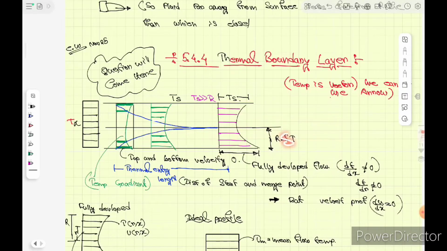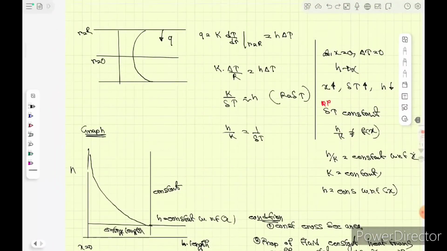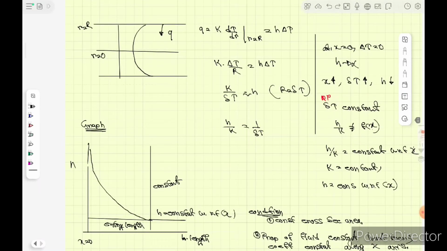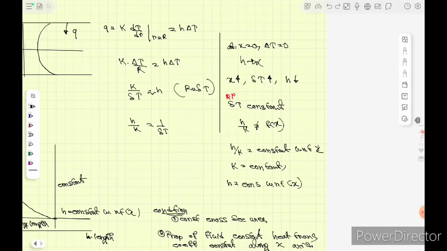So r equal to dot t, so k by dot t equal to h, so h by k equal to 1 by dot t. And then at x equal to a, x equal to 0, dot t equal to 0, and as x increases, dot t is getting lesser, so h is just getting lesser. So Stanton number is constant here.